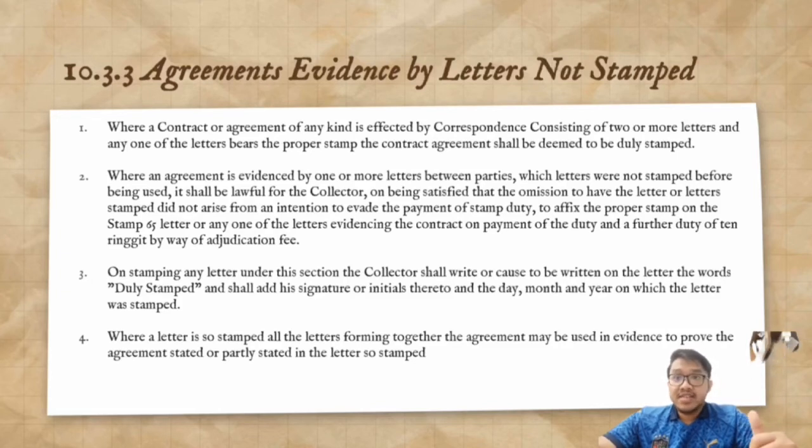And then the third one is the on stamping letter. Under this section, the collector shall write his name, the word "duly stamped," and shall add his signature or initials thereto, and also the day, month, and year on which the letter was stamped. And the fourth one is where a letter is so stamped, all the letters forming together the agreement may be used in evidence to prove the agreement stated, properly or partly stated, in the letter so stamped.